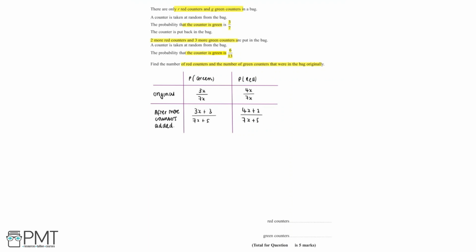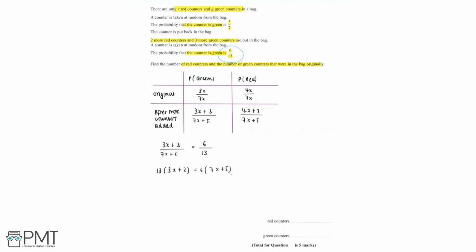Now looking back at the information in the question, we're also told that the probability that the counter is green after more counters are added is 6/13. Now looking at our table, the probability that the counter is green after more counters are added is 3x plus 3 over 7x plus 5. And so we can say that 3x plus 3 over 7x plus 5 is equal to 6 out of 13. Now we need to cross multiply. We can say that 13 multiplied by 3x plus 3 is equal to 6 multiplied by 7x plus 5.